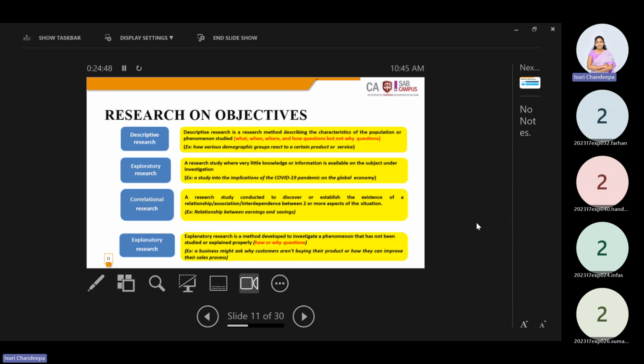The first one, descriptive, to identify the characteristics of the population. Second one, exploratory research: if there are little studies in those areas, you can do exploratory research. Third one, correlation: to identify the relationship between two variables. Last one, exploratory research: if there are no studies or fewer studies done, but the answers in the identified area are not clear. Example, market research.